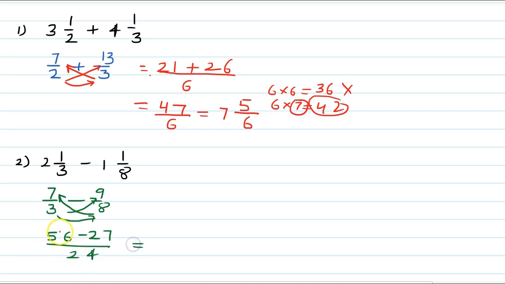Now 56 take away 27, so it will be 16 take away 7 is 9, then 4, 4 take away 2 is 2, that is 29 over 24. Yeah, if you want, you can write this fraction as a mixed fraction. So it is going one time and 24 will be in the denominator. 24 times 1 is 24 and 5, so 1 and 5 over 24. This is the easy way of solving mixed fractions, and in just 2 lines you can get the answers.